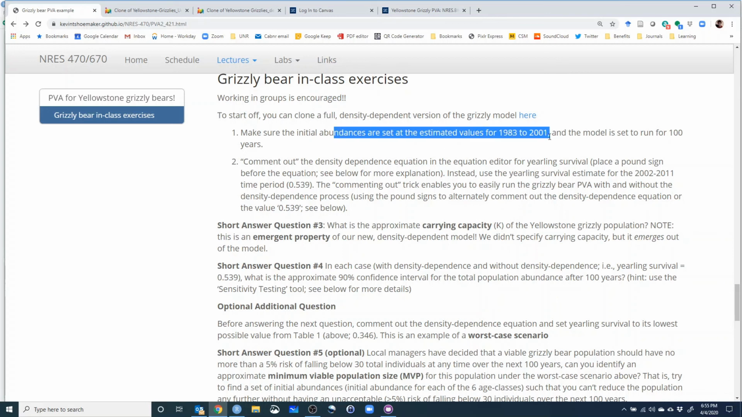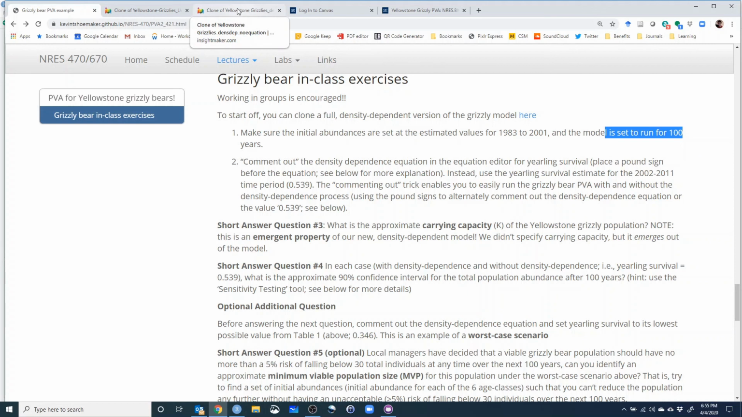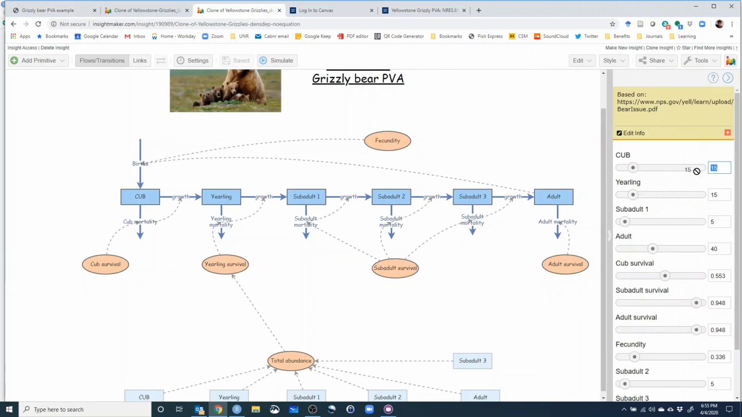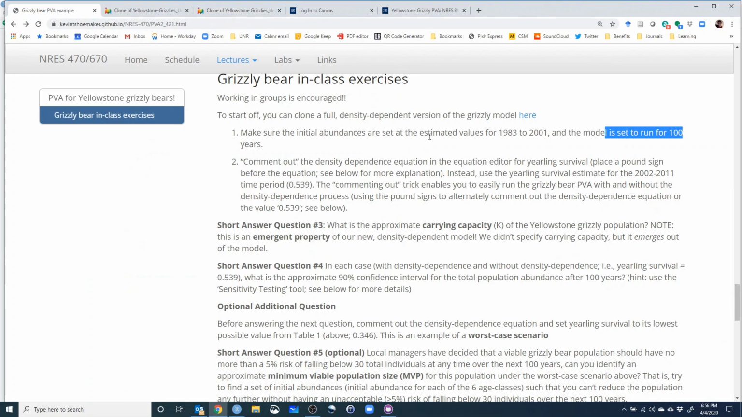Make sure you're using the right model, that the initial abundances are set at the values for 1983 to 2001, and that the model is set to run for 100 years. Remember, in 1983 to 2001, the initial abundances were 3 cubs, 3 yearlings, so on and so forth. Just make sure that you're using those initial abundances to answer this question, and that the model's set to run for 100 years.